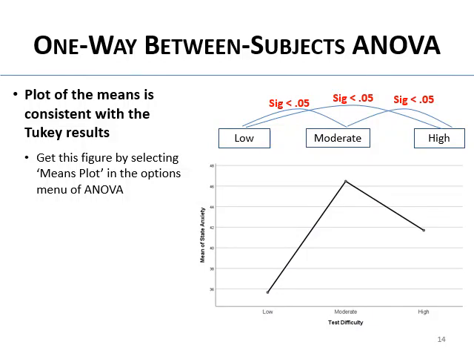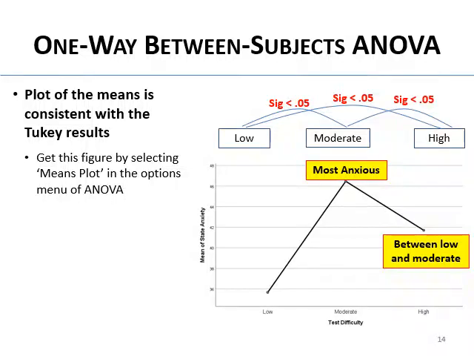The up and down axis is mean anxiety, and you get three groups: low, moderate, and high difficulty test. And each of these means differs from each of the others. So let's put them in order. Those who got the low difficulty test, you can see at the bottom there, were the least anxious. Those who got the moderate difficulty test were the most anxious. And those who got the high difficulty test were somewhere between the low and moderate, but significantly different from them both.